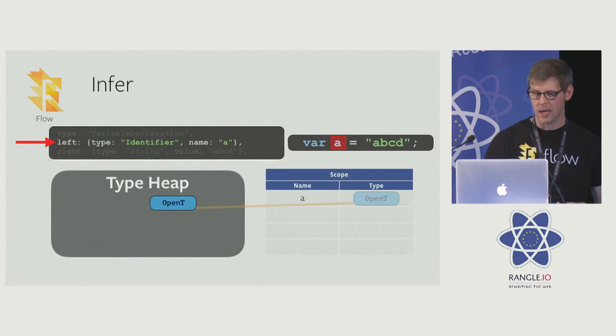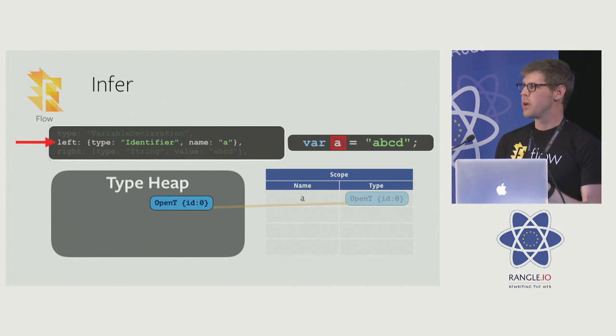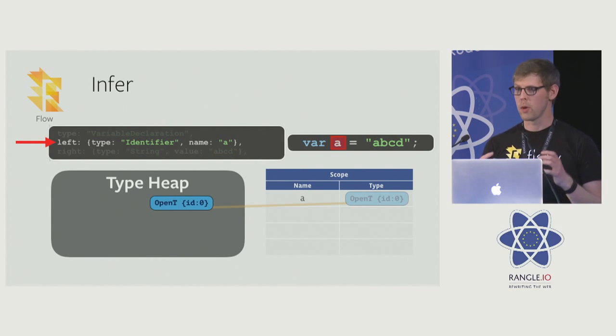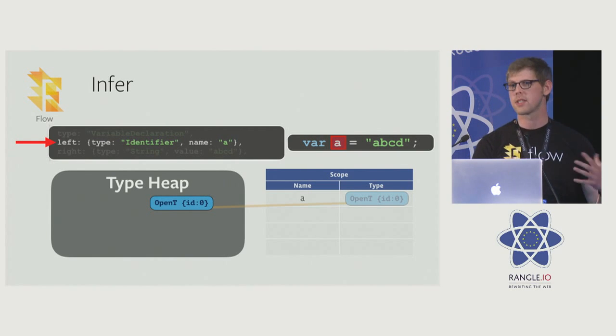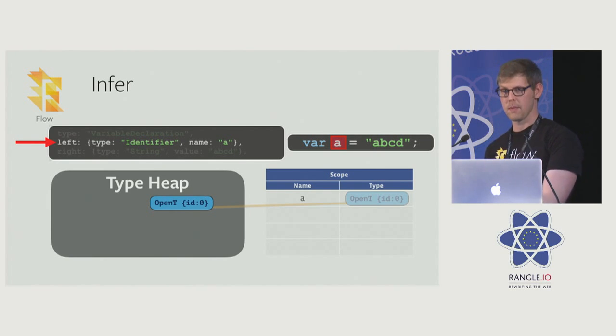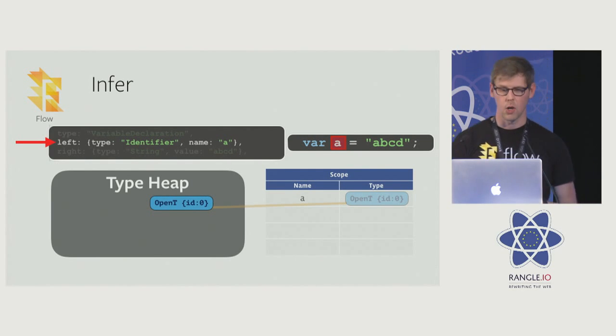And the last thing about types is that they all carry around some data. So in this case, we're going to associate a unique ID to this open T. Remember, open T is a placeholder for the type of A until we figure out what the type of A is. And open T0 is just a unique ID for the type of A. Later, we're going to create more open Ts. That's going to be open T1, open T2. We'll have more. Each one has a unique ID. Open T0 is A.